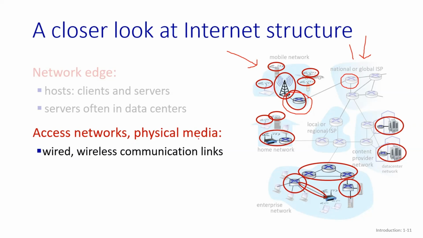Okay, then we have the physical media. Physical media includes the wires, the coaxial cable, the fiber optics, which physically connect the end systems or different routers together. So we have the wired physical media, and we have wireless communication links as well, such as Bluetooth, Wi-Fi, etc.